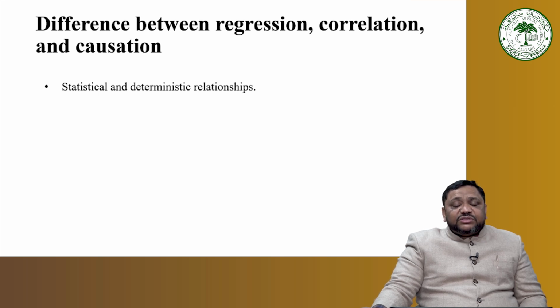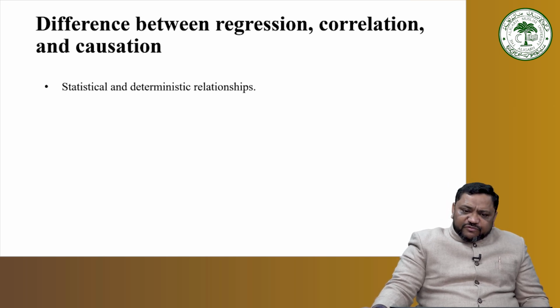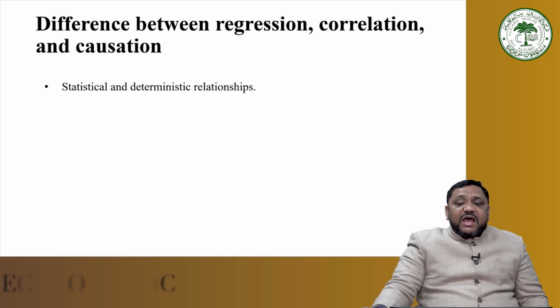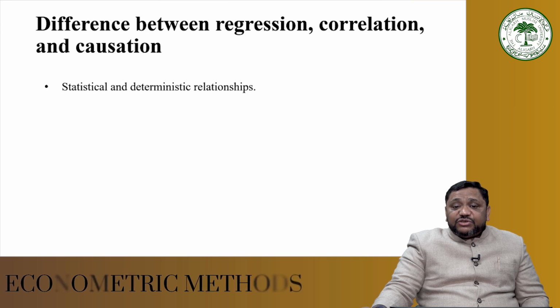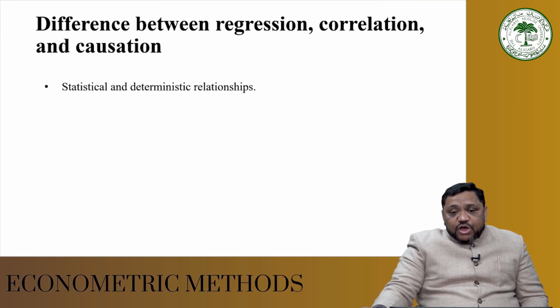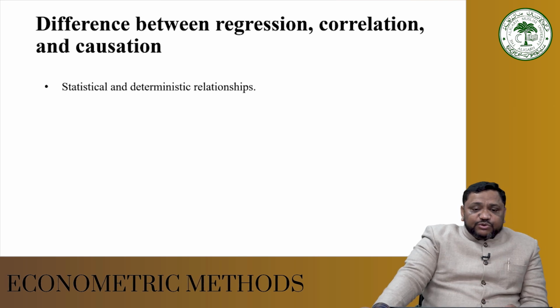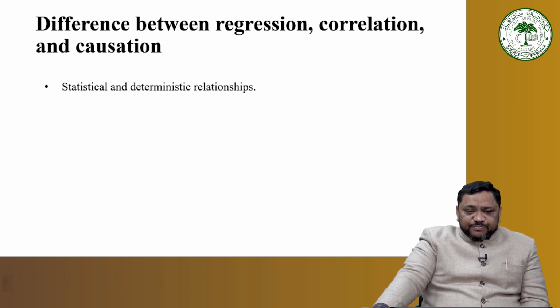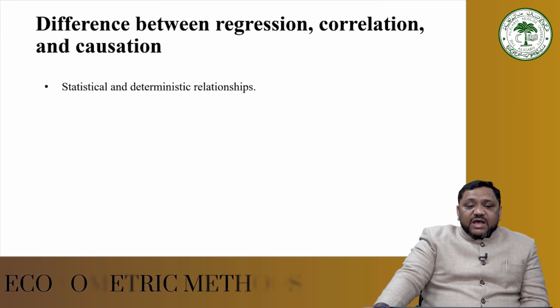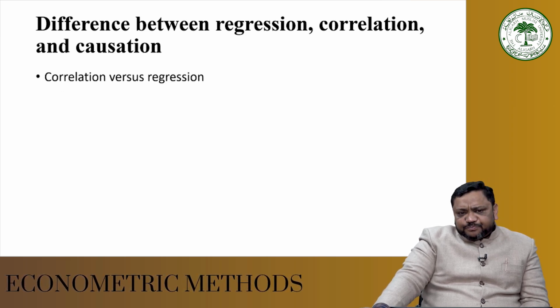Statistical relationship means the relationship between variables is stochastic, characterized by what is known as randomness. For example, consumption is a function of income, wealth, taste, preference, and so many other factors. But we do not know the exact nature of the relationship between consumption and the factors influencing it. So the relationship is statistical in nature, characterized by randomness, or we can say it is stochastic in nature. In regression analysis, we are interested in stochastic analysis and not in deterministic analysis.